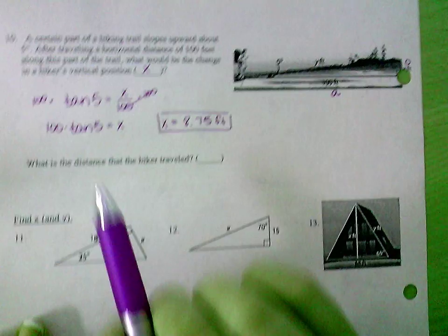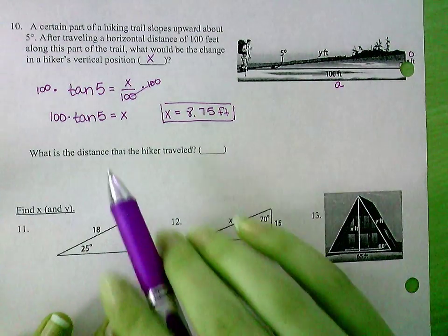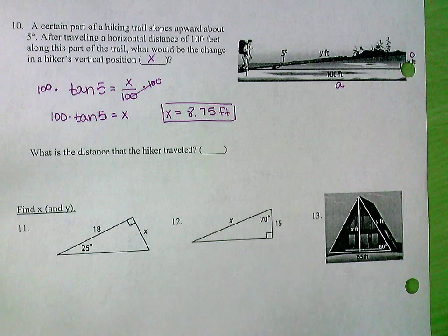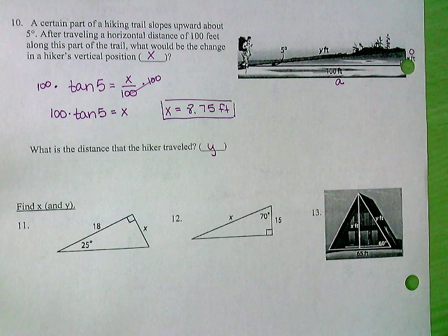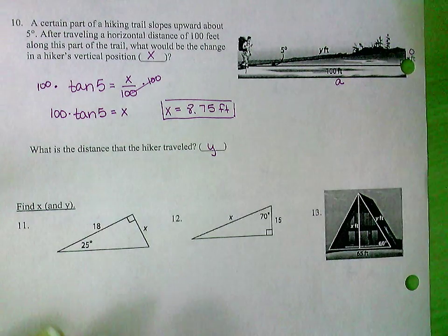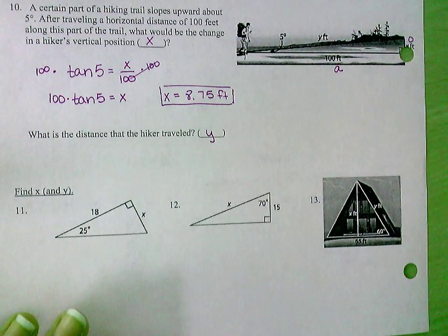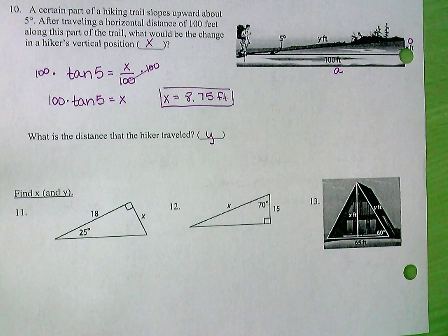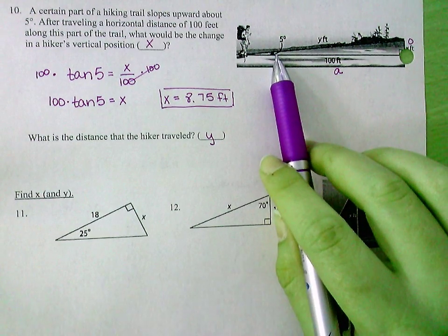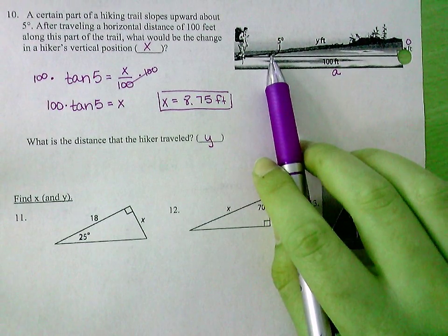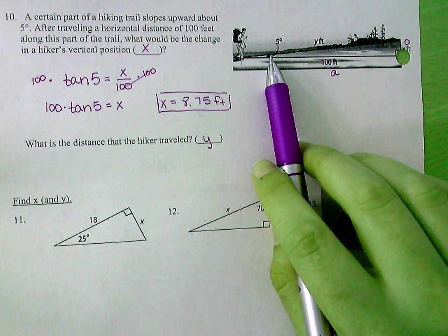So, in the next part, we want to find the distance that the hiker traveled, the distance he traveled up that incline. Which variable is that on my picture? Y. I want to solve for y this time. So again, I want to use these trig ratios. I'm going to go from the only angle that I'm given that's acute, so again, it's 5 degrees.